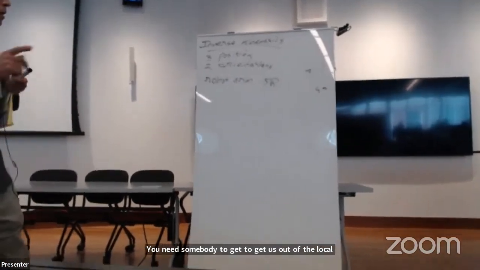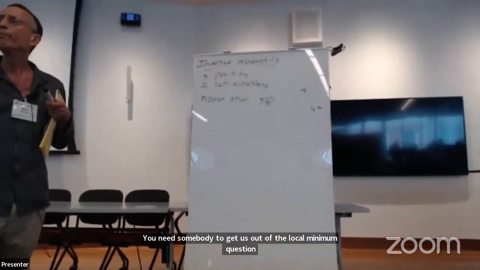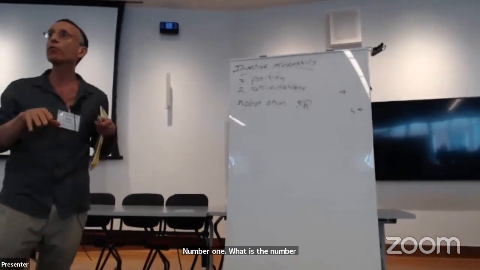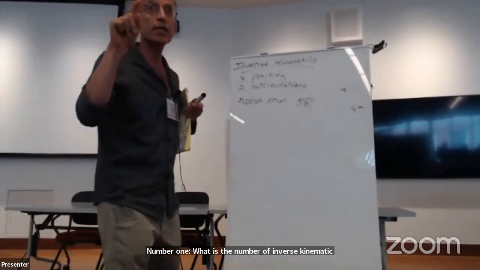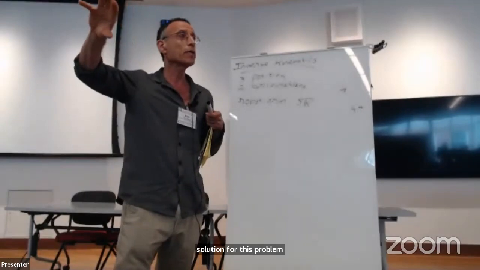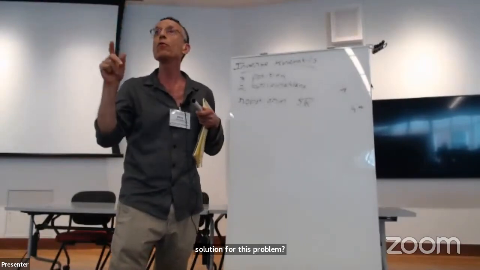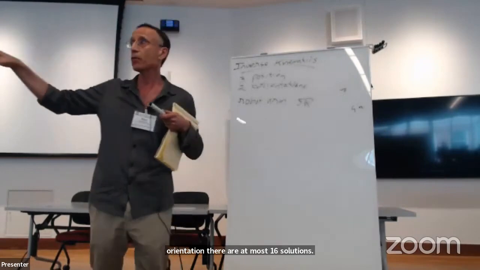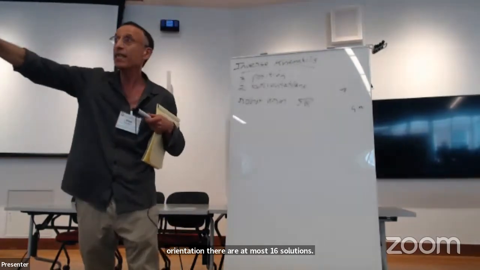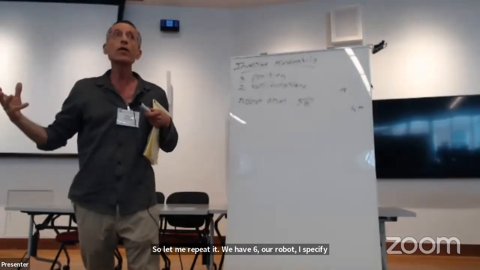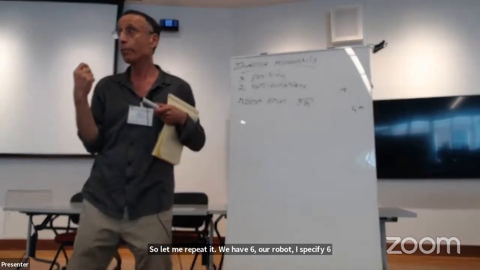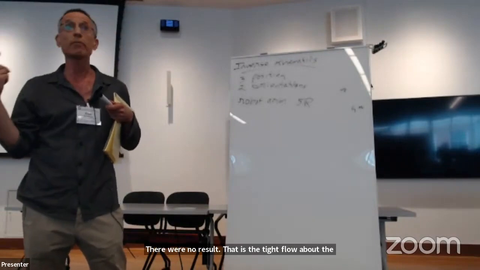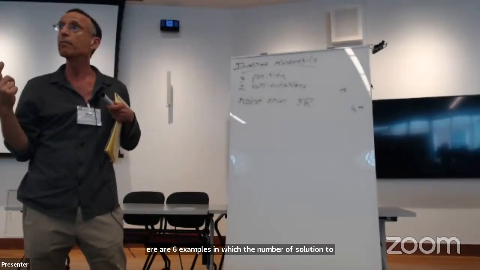Question number 1, what is the number of inverse kinematic solutions for this problem? It is known that for a 6R robot, with complete position and orientation, there are at most 16 solutions. So let me repeat it. We have a 6R robot. I specify 6 end conditions. The well-known result is that it is a tight bound. There are examples in which the number of solutions to the inverse kinematics is 16.